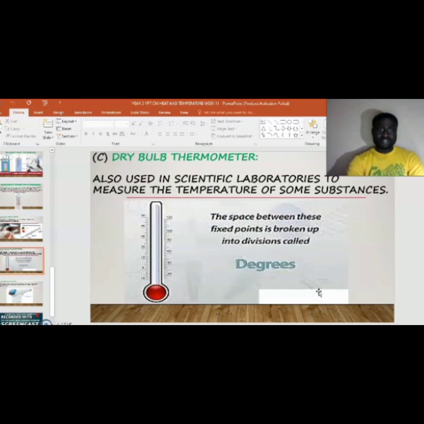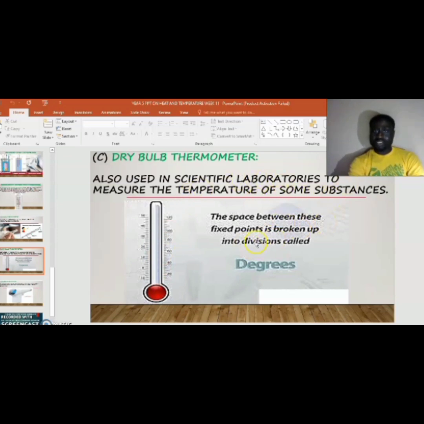Alright, I move to the third type of thermometer here. It's called the dry bulb thermometer. In this case, you have the dry bulb with mercury in it, and the mercury sends a signal as it rises up to the mark for measuring different temperatures of the sample you're trying to measure. So it's also used in scientific laboratories to measure the temperature of some substances.